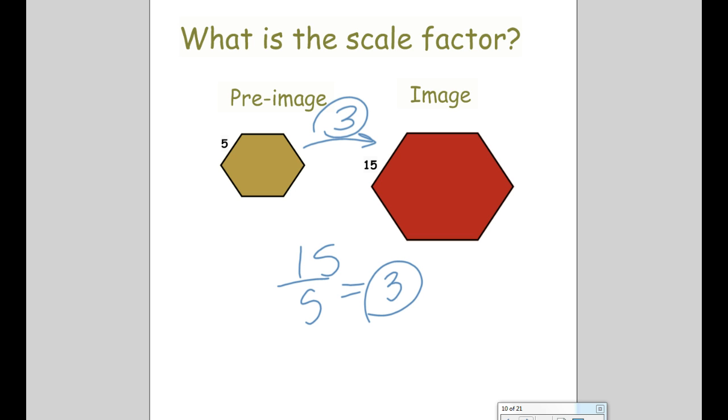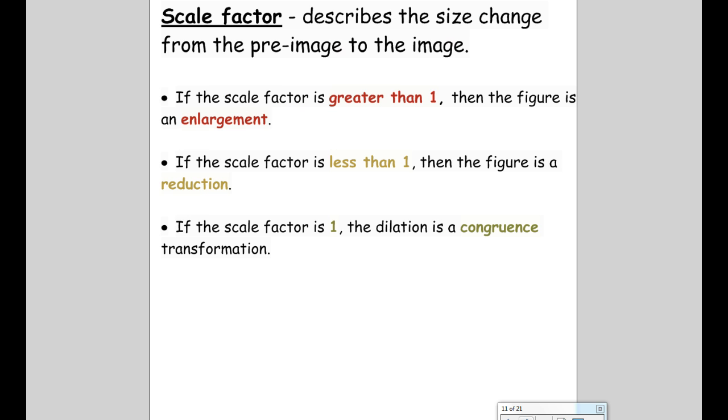Second over first. Okay, now we're back to your notes. We're filling in stuff on your notes. Scale factor describes the size change from the pre-image to the image. If it's greater than 1, it's an enlargement. If it's less than 1, it's a reduction. And if it is 1, it's called a congruence. What is this? Enlargement, reduction, congruence. Yes, which part? When a figure is dilated, the image is similar to the pre-image. Similar. We're not congruent, we're similar.